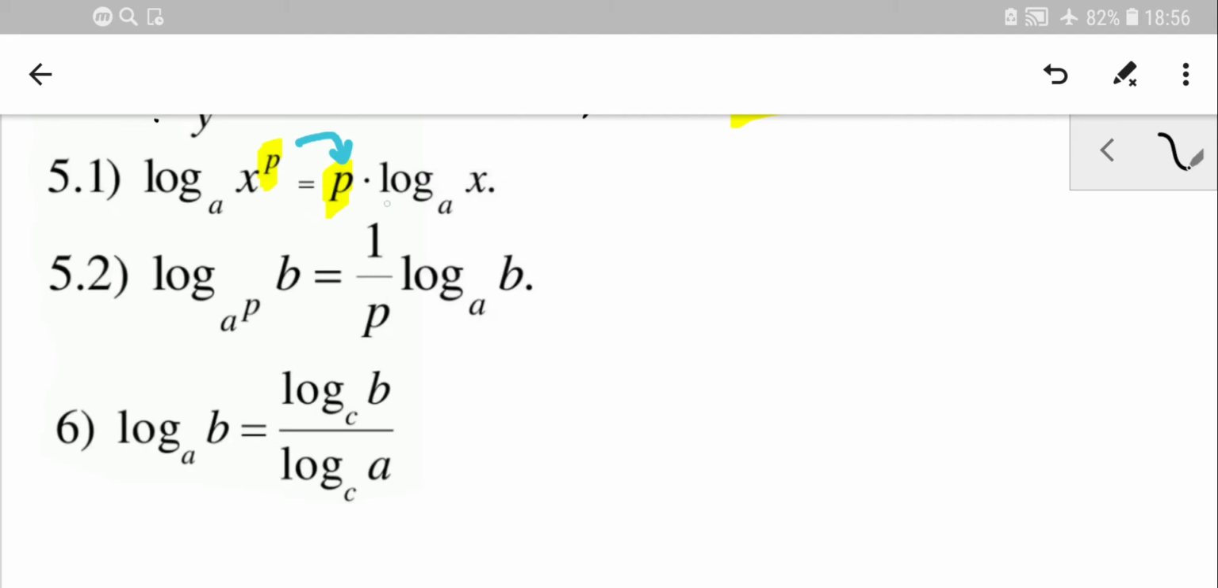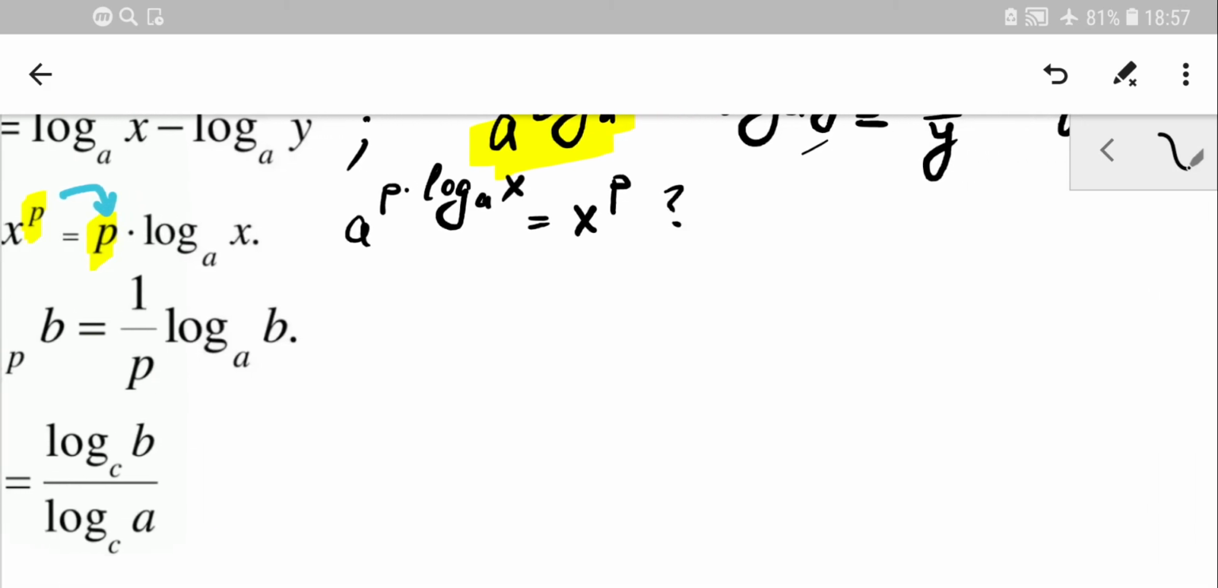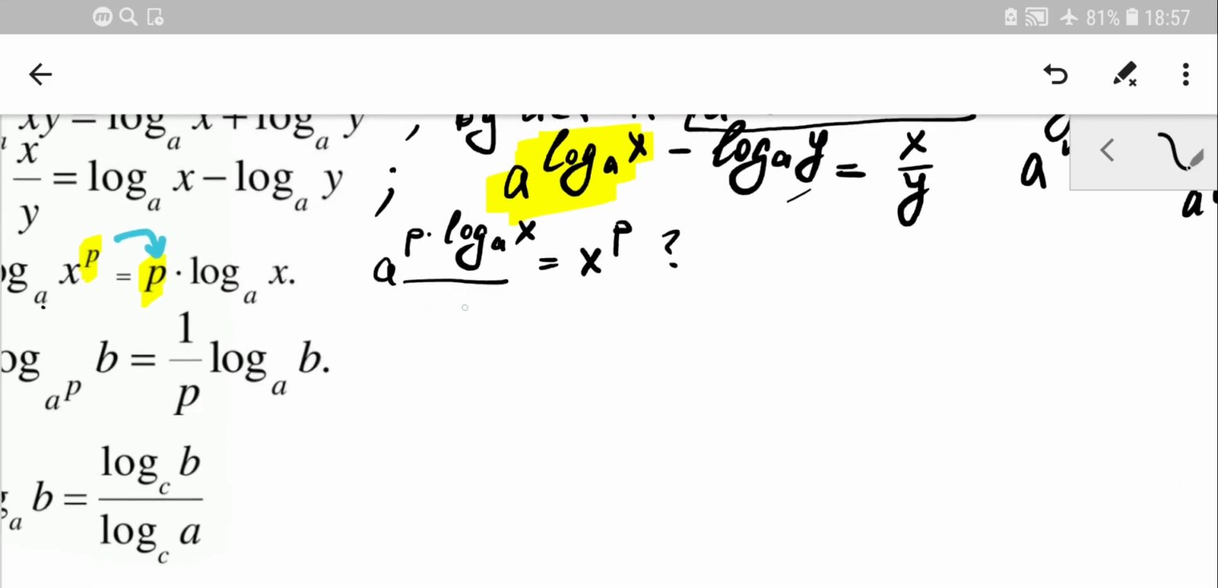So let's say that this equality is correct, and we need to do as normally we do with that. We just simply take a and raise to the power of the resultant y, which stays here on the right hand side. So we simply take, by definition, a and raise to the power p times log ax, and that should be equal to x to the power of p. Okay, so perfect. How to prove that? So simply we need to have on the left hand side also x to the power of p.